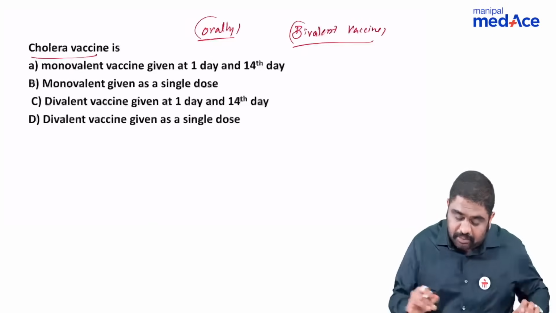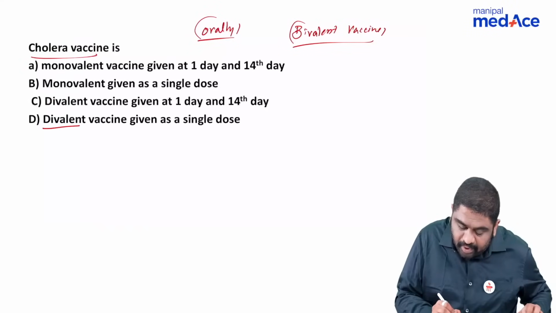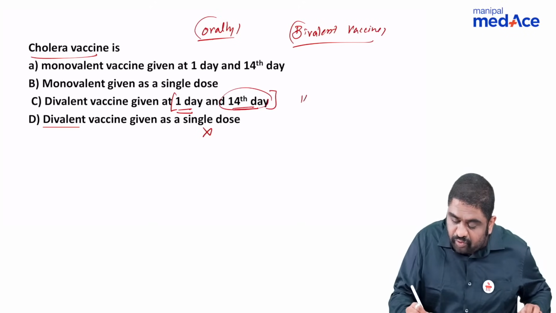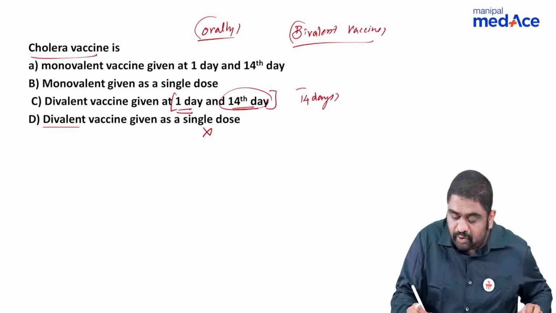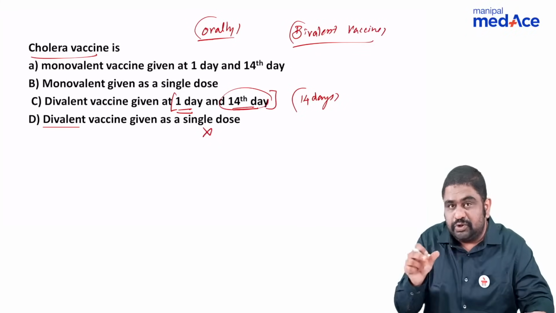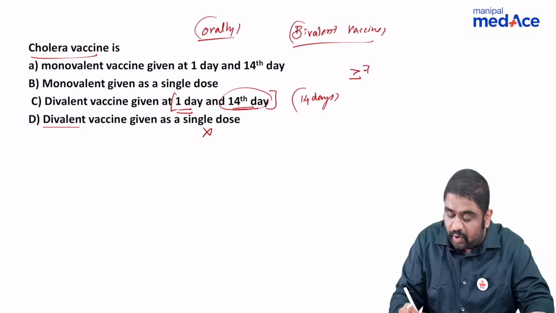So in this option, a divalent or bivalent vaccine is not given as a single dose, but given as two doses, one on the first day and the second on the 14th day, with a 14 days gap between. Most of the PSM books have given that the space between the two doses of vaccine should be more than or equal to 7 days.